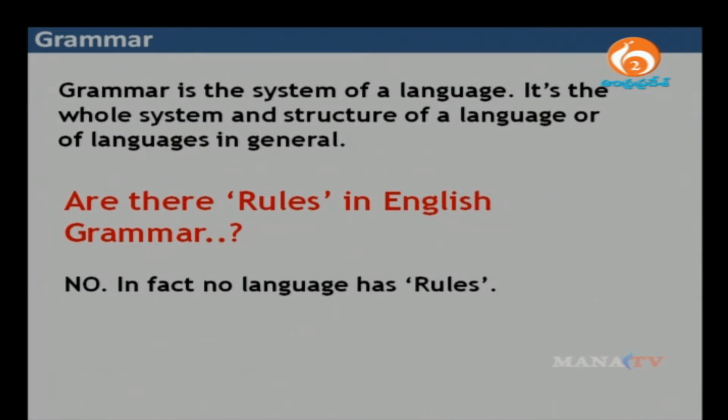Now the question is, are there rules in English grammar? The answer is no. In fact, no language has rules. There is a famous saying that rules are meant to be broken, right? So if we put across a rule, we may not be able to follow it, or we may have to break the rule when it comes to a different context or text that we use.